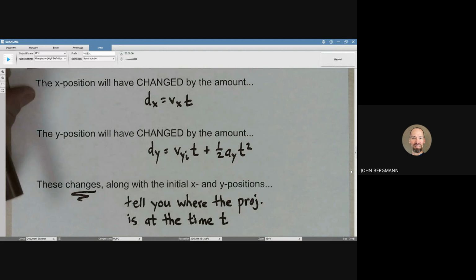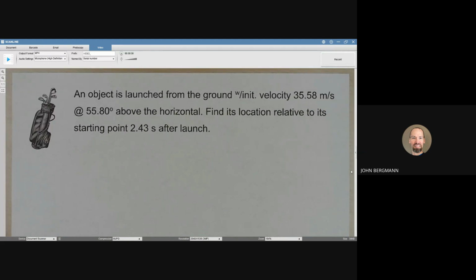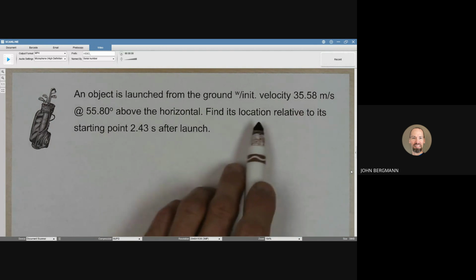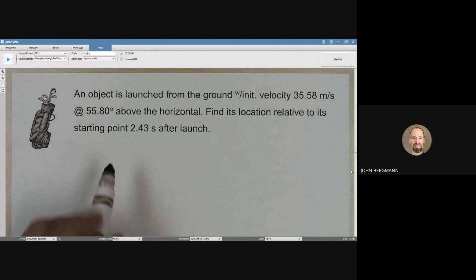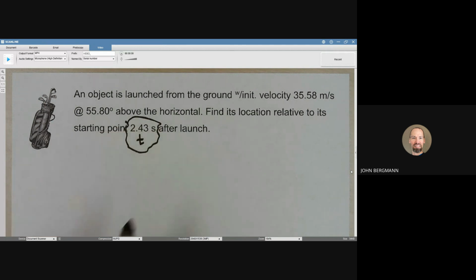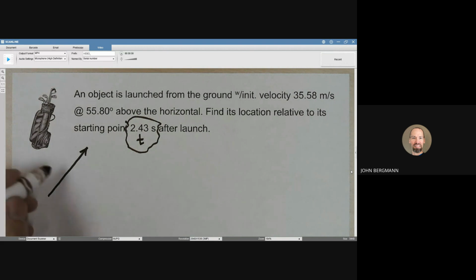Let's show you that. Here we have an object that's launched from the ground with an initial velocity that's given. There's the angle, and we want its location relative to its starting point at that time after launch. Not when it's at the top, not when it lands, that particular time. We want to know where it is. Whenever we have a projectile that's launched at an angle, the first thing we do is we sketch out the initial vectors.